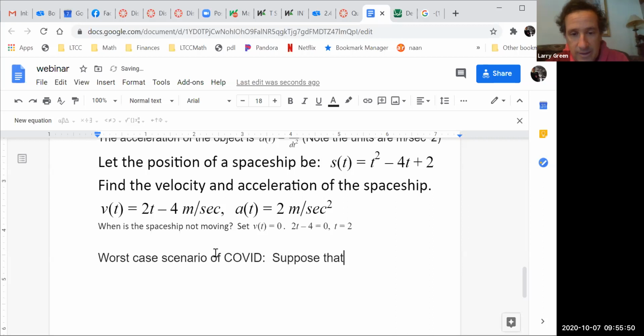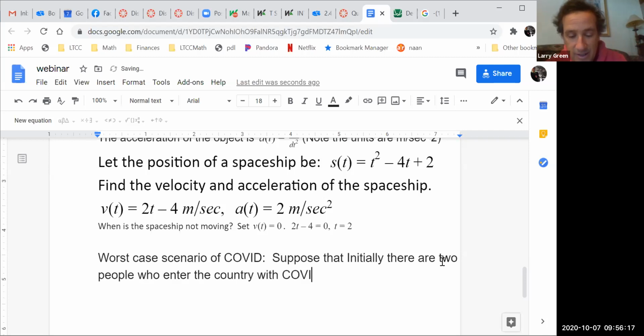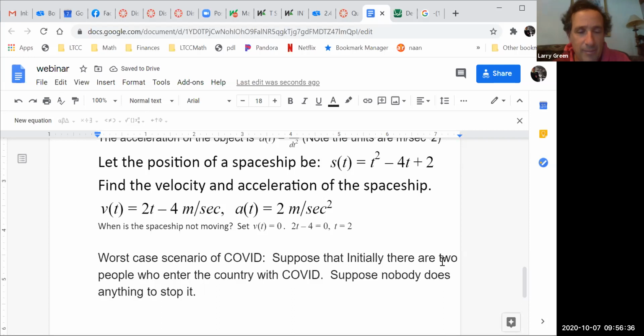So suppose that initially there are, just for fun, 2 people who enter the country with COVID. Okay, and then suppose nobody does anything to stop it. All right, then what's going to happen is what's called doubling time. It's not going to be like in 1 second everyone's going to get it. Do you agree? It's going to take time. So suppose doubling time is 3 days.